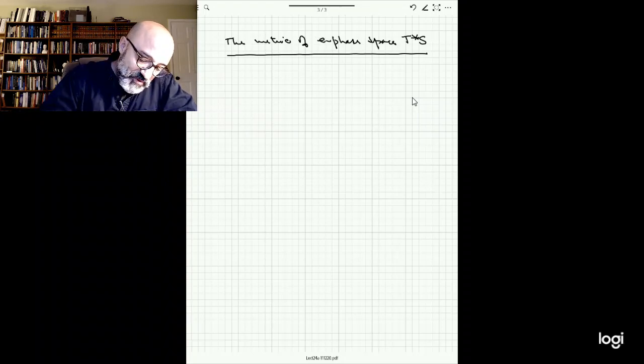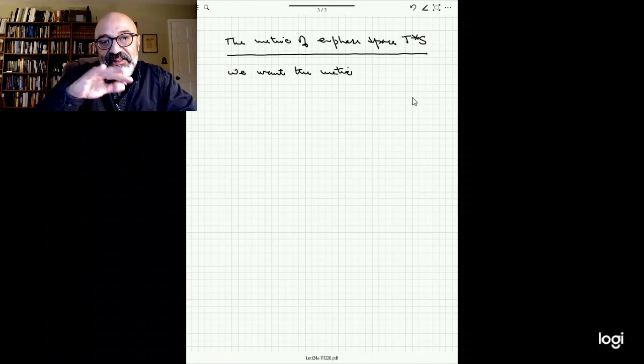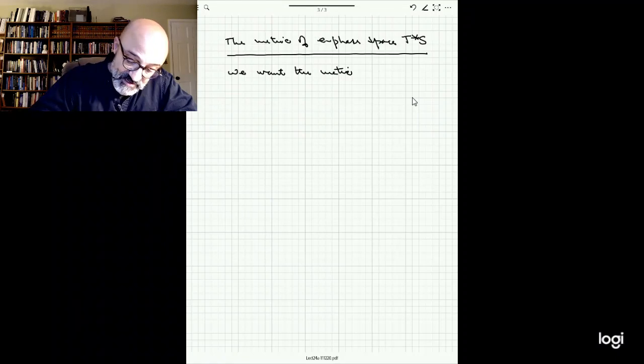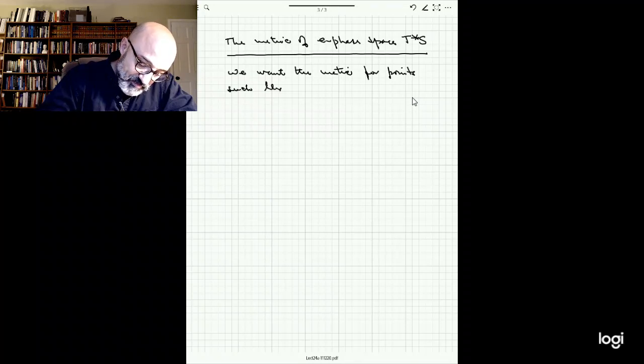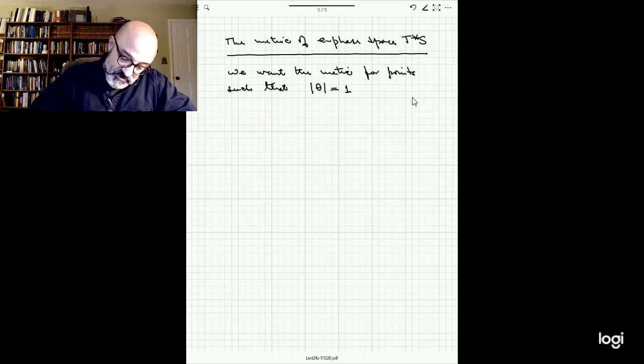So we want the metric for between points that lie on the simplex. This is the normalization condition, the sum of the probabilities. We would like to impose that is true. Okay, that's not so bad.